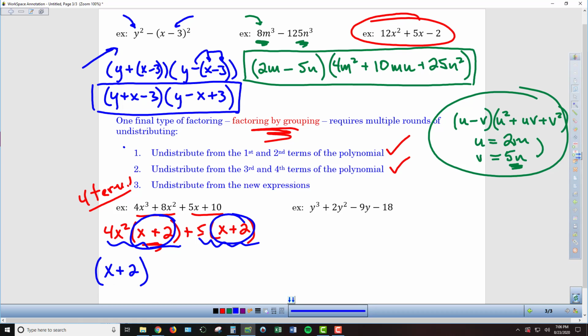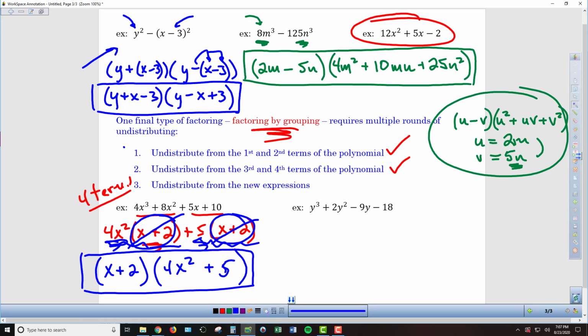And so then after undistributing that x plus 2, we can imagine that those are now gone. I've removed those from each of the two parts of my expression. Well, what's left behind? From the first part, it's a 4x squared, plus from the second part, it's this 5 here. And so that is my factorization of this expression. So even though I had 4 parts to it, because I was able to go through all of these rounds of undistributing, I was still able to get to 2 binomials multiplying each other as the factorization.